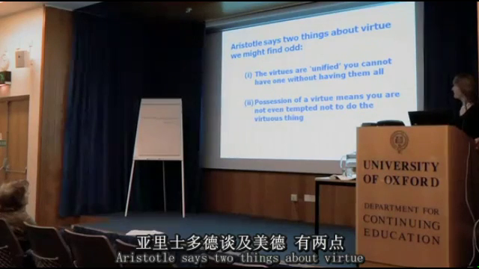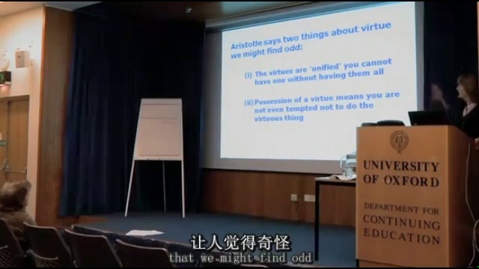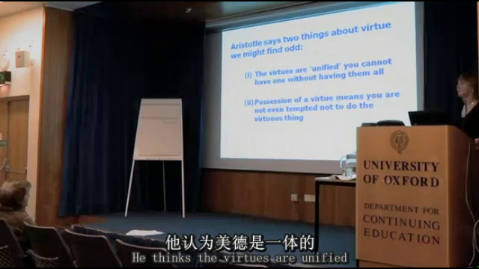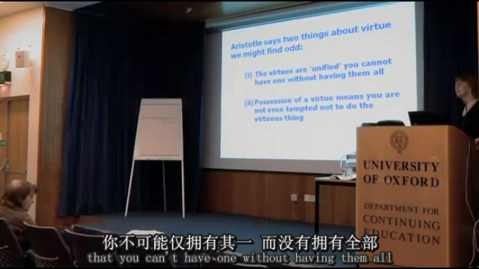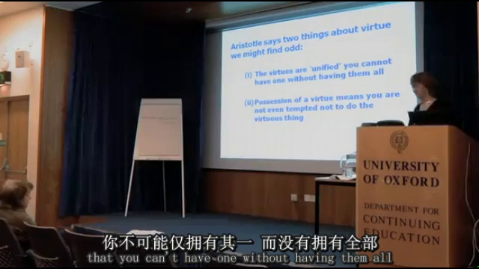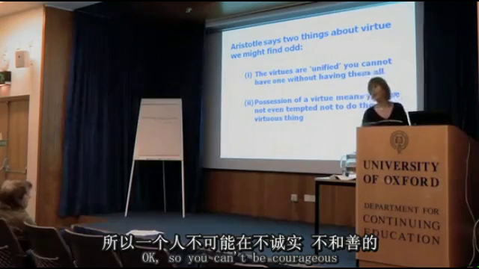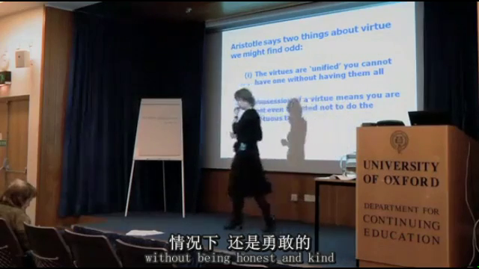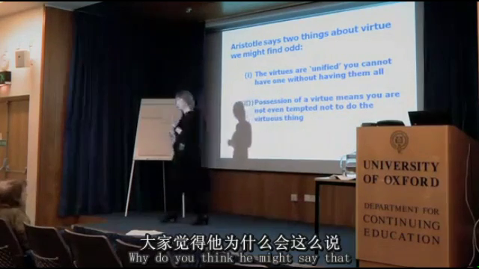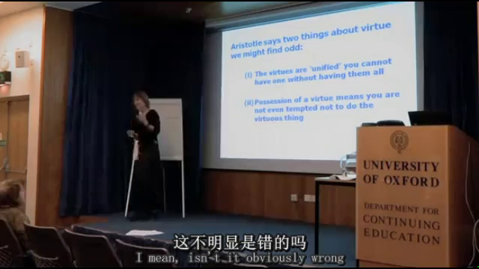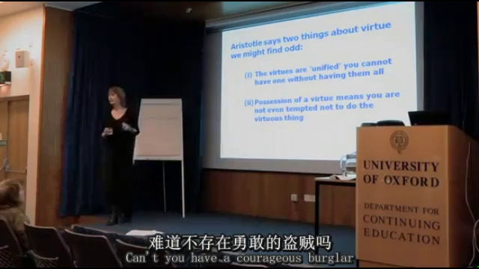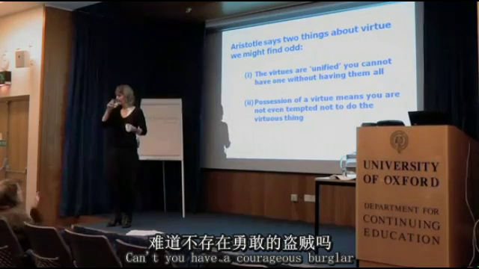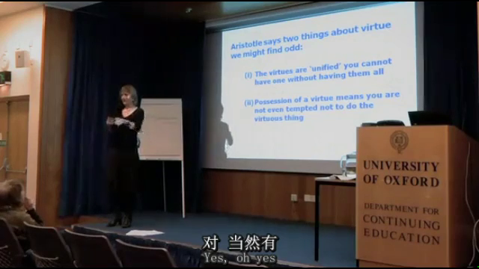Aristotle says two things about virtue that we might find odd. He thinks that the virtues are unified, that you can't have one without having them all. Okay, so you can't be courageous without being honest and kind. Why do you think he might say that? I mean, isn't it obviously wrong? Can't you have a courageous burglar? Yes, oh yes. Well, Erica thinks you can.